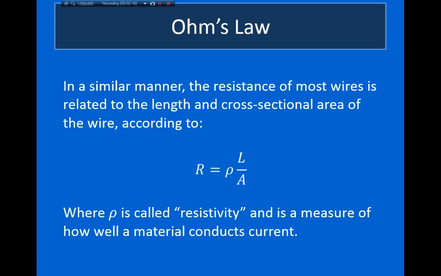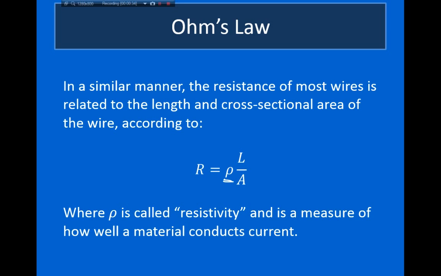And so it turns out that in an analogous way, the resistance of a wire is directly proportional to the length of the wire, so the longer a wire is, the greater the resistance of the wire, and it's inversely proportional to the cross-sectional area of a wire, so the thicker a wire is, the less resistance it has. And it's also proportional to this constant here.